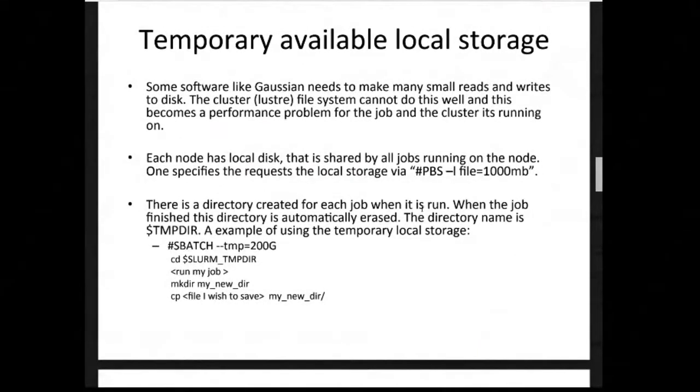Okay. So there's also temporarily available local storage. Some software like Gaussian needs to make many small reads and writes to disk. The cluster file system cannot do this very well and it becomes a performance problem with both the job and the cluster it's running on. So each node has a local disk that is shared by all the jobs running on the node. One specifies requests.